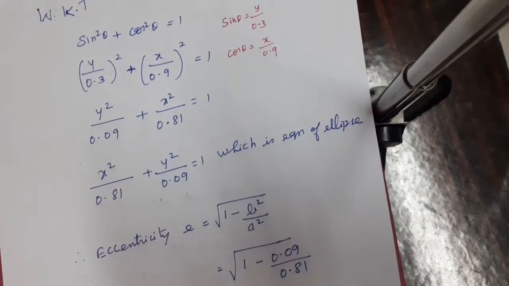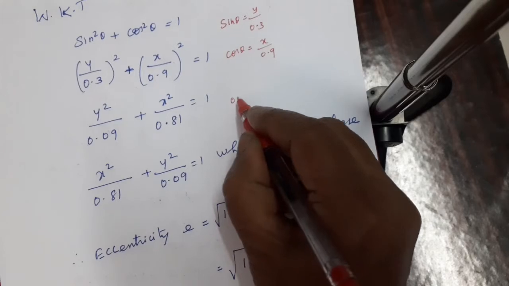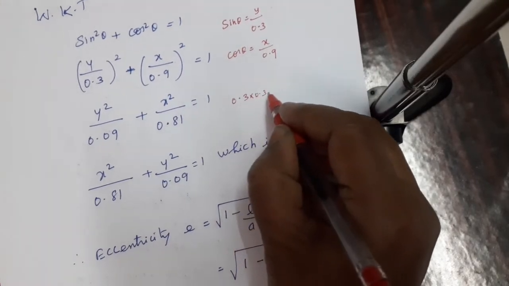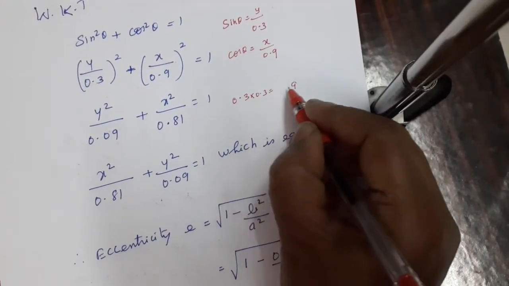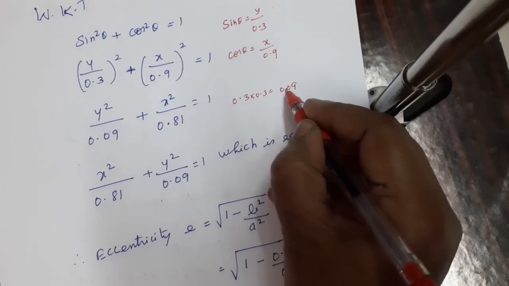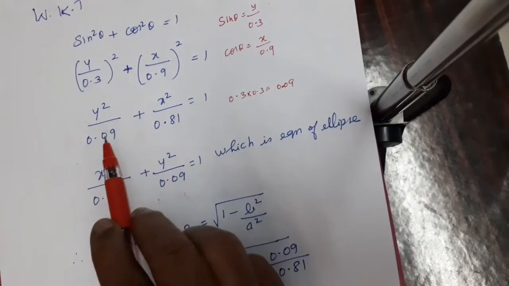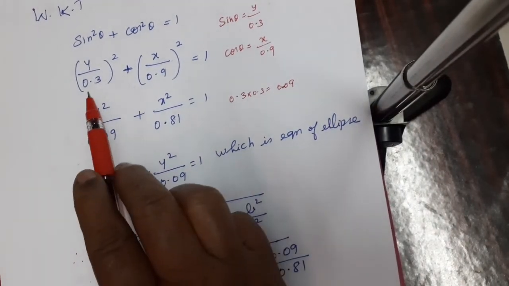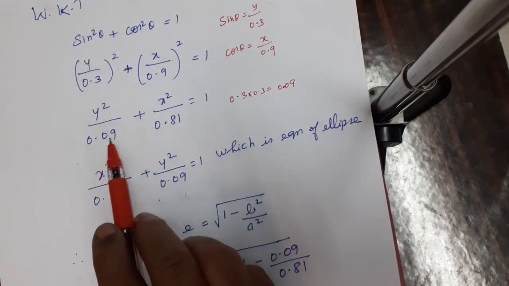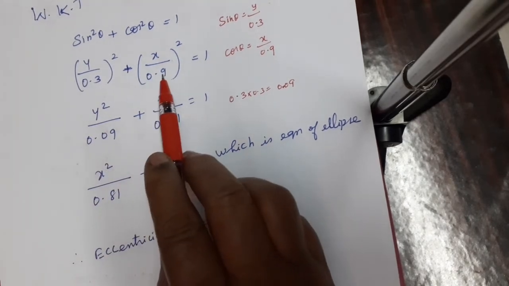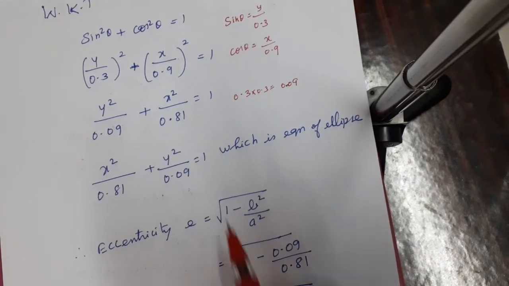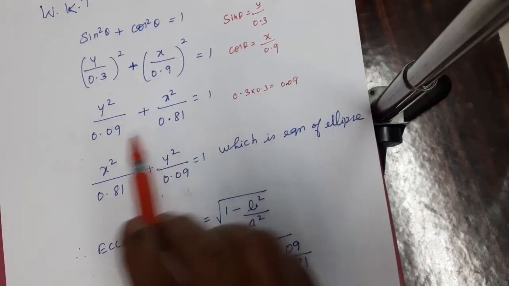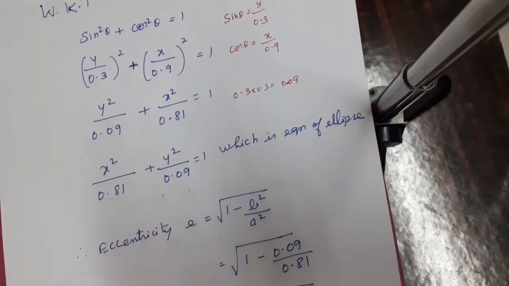Now simplify: 0.3 into 0.3, 3 threes are 9, after two digits put the point, so 0.09. Keep it in mind, this is where careless mistakes happen. 0.3 into 0.3 is 0.09. Here 0.9 into 0.9 is 0.81. If you have two digits there is no problem; here only you commit the careless mistake.